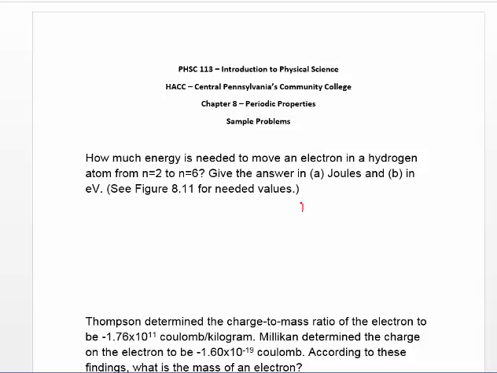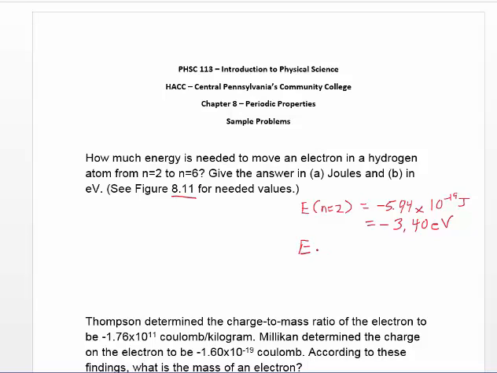Let's find the energy at the n equals 2 state. You can get these values from figure 8-11, as I note there. The energy of the n equals 2 state is negative 5.44 times 10 to the minus 19th joules, or in electron volts, negative 3.40 electron volts. Now we need both of them.